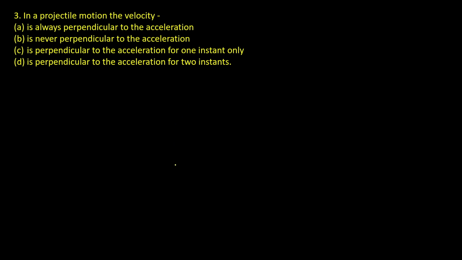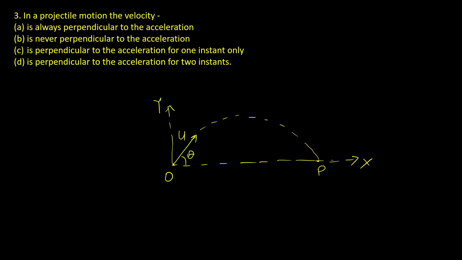So let us make a projectile like this. This is u, suppose, at an angle theta. This will move just like this, and it will strike again here, say point P, and this is point O. Again, let us make the axis. This is plus x and this is plus y. So here at this point, from where the projectile is thrown, the velocity is at an angle theta with the horizontal, and acceleration at this point is this small g, perpendicular to the horizontal, and this acceleration is constant.